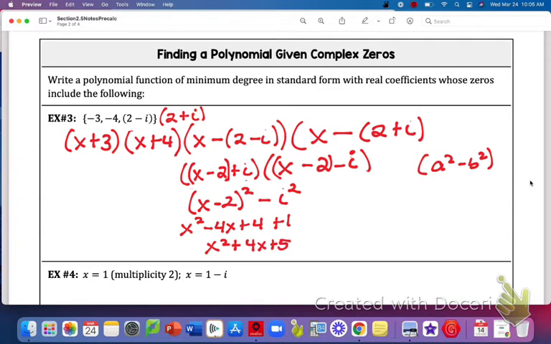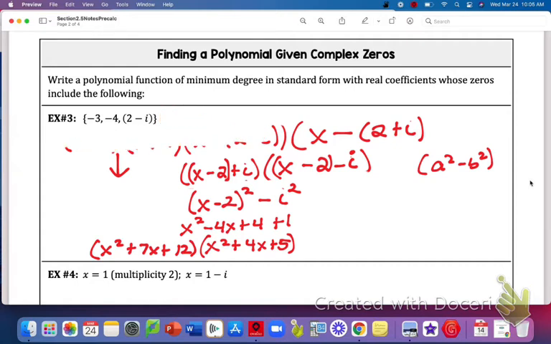So either way is going to get you there. So take it the long way, or if you can see the difference of squares, use the difference of squares. So now I'm going to multiply these guys together. So that gets me x squared plus 7x plus 12. And now I ran out of space. I wrote too big. So I'll move up here.